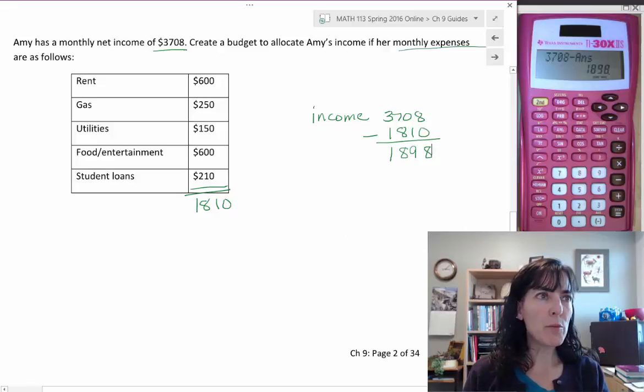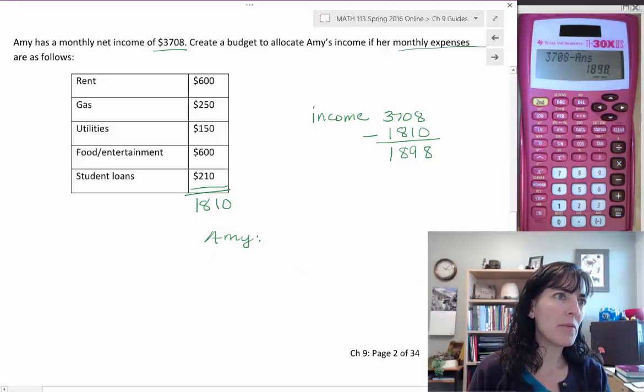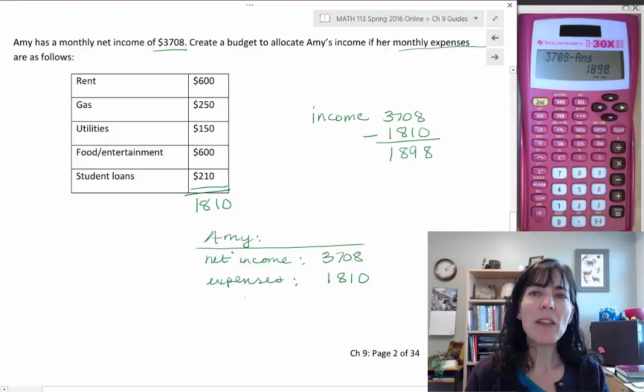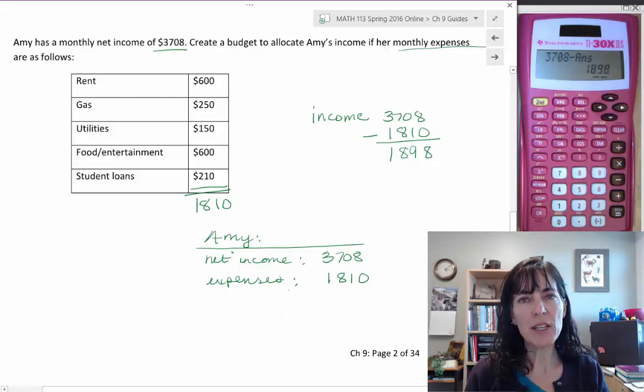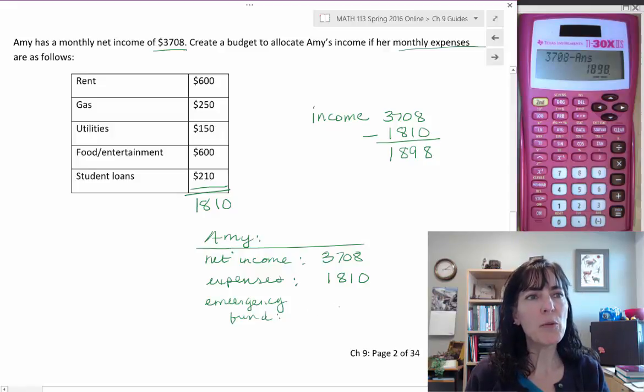So if I make a budget for her, it might look like this. Amy, and her net income is $3,708, and her expenses are $1,810 according to the table, and then we get to allocate the other $1,898. Maybe she wants to put some money into an emergency fund, and maybe we can decide what we want for an emergency fund.